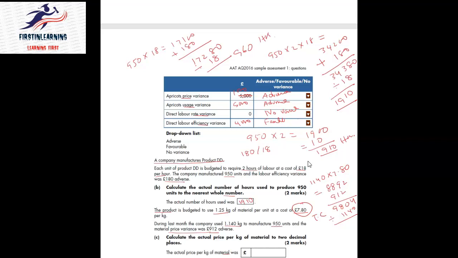to per kilo cost. So that is 8 pound 60. Even though the plan was to use 780, but actually we have spent 8 pound 60 per kilo because of the 912 adverse variance. Right, let's move on to the next one.